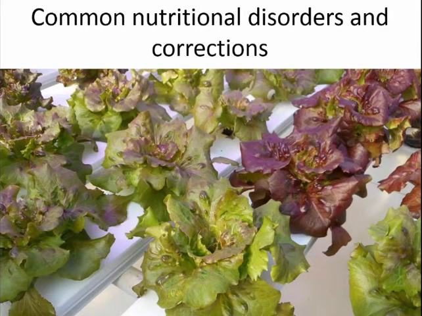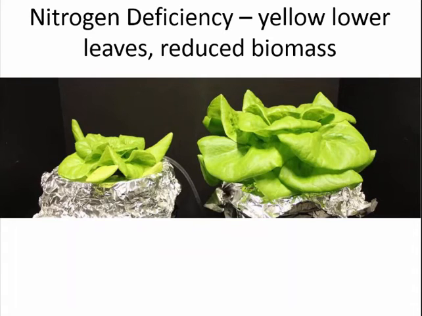So in the second half of my presentation, I want to talk about common nutritional disorders and correcting those disorders. I want to start showing some photos, and we'll talk about 4 or 5 different common disorders. This first one is nitrogen deficiency, and the symptoms of nitrogen deficiency are yellow lower leaves and reduced biomass from the plant.